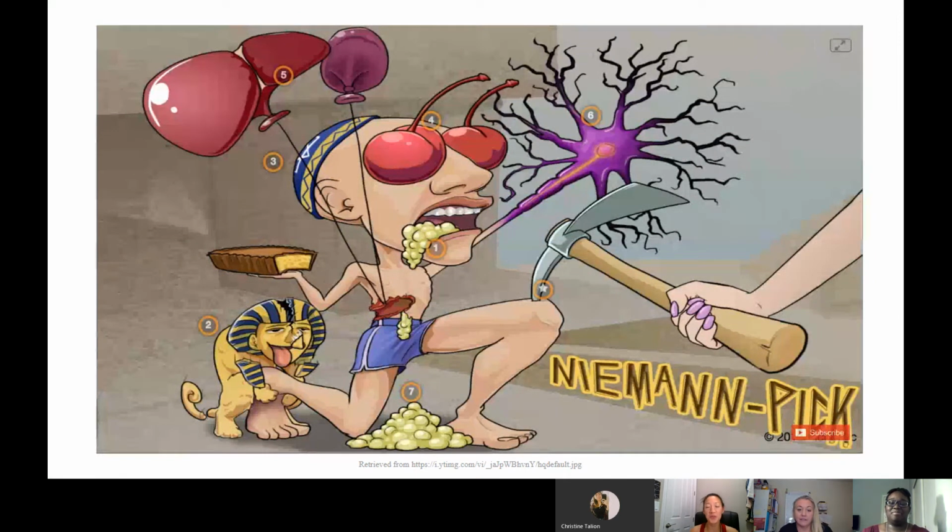So this is a cartoon. If you can't remember anything, it's a cartoon of Niemann-Pick. You'll see the symptoms on this cartoon. Next.